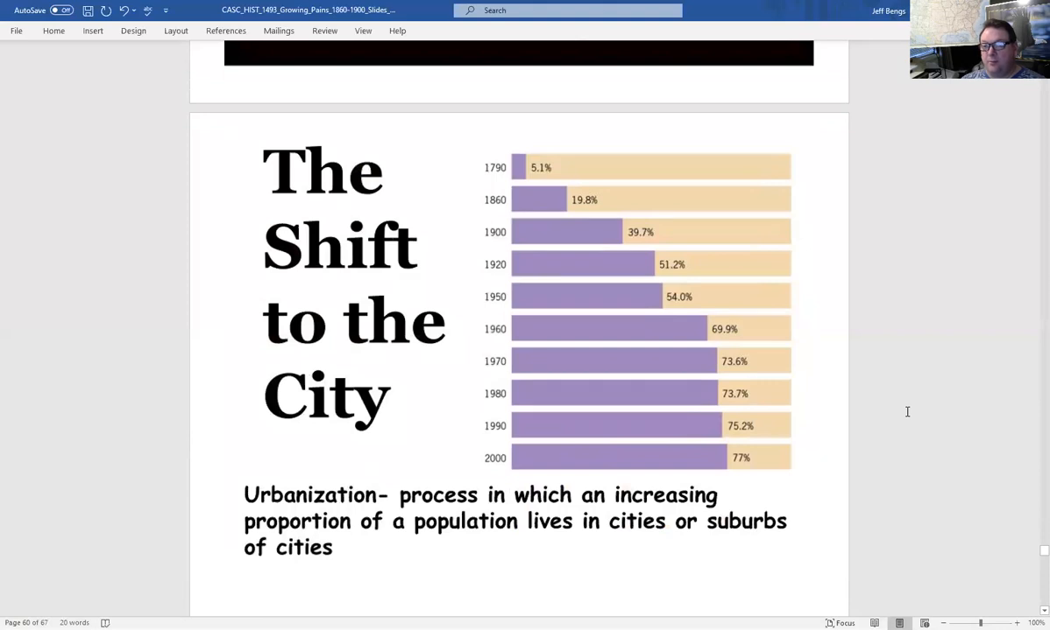This is a graph of the population that shows urbanization from 1790 to 2000. Remember, 5% of Americans lived in the city in 1790. We talked about how it went up to 40% by 1900. 1920, it was half of the United States. And then in the 80-year period from 1920 to 2000, 77% of Americans lived in cities, and now it's been 20 years since then. I'll try to find a statistic, but I would not be surprised if we are now over 80% of Americans living in cities.